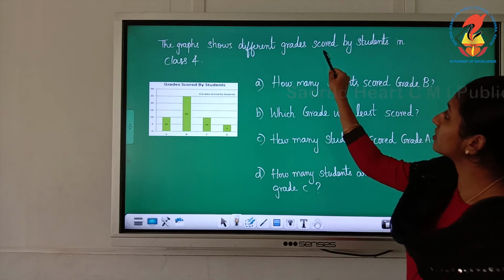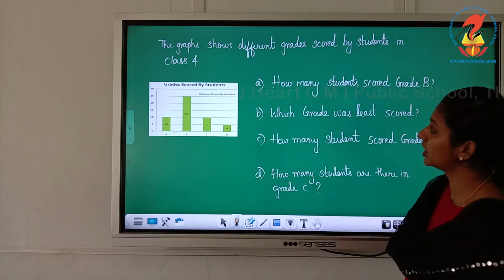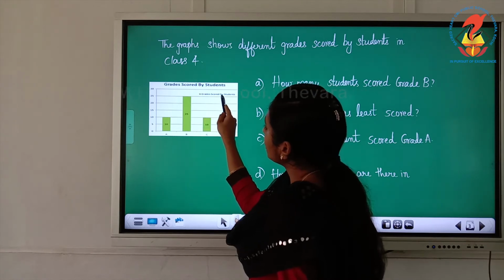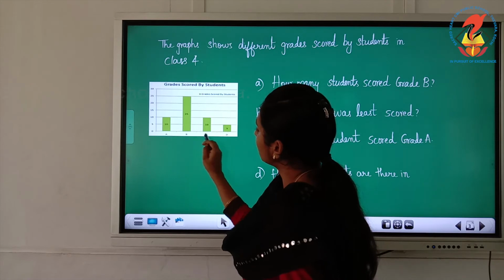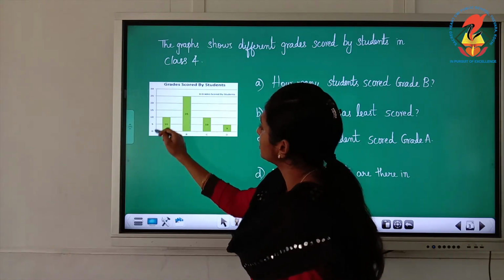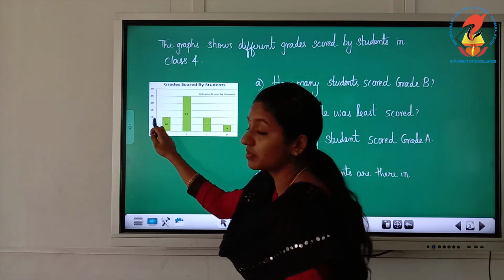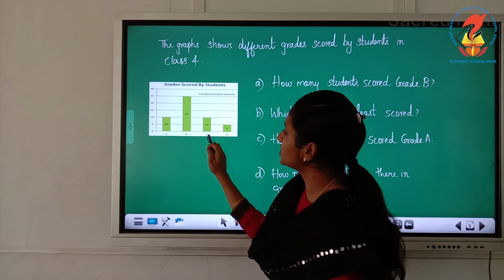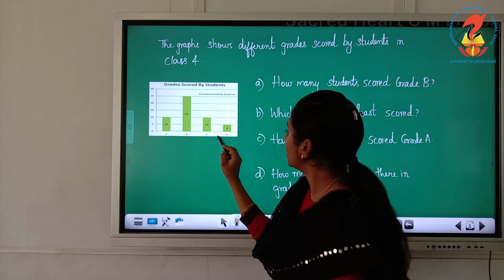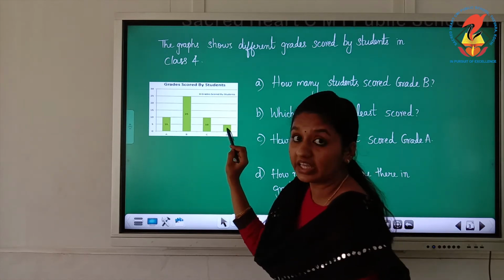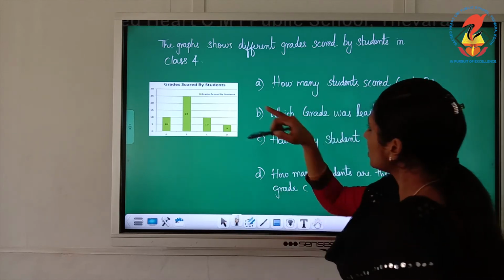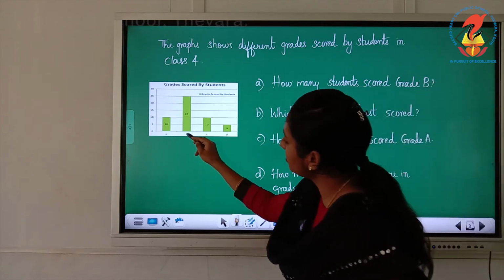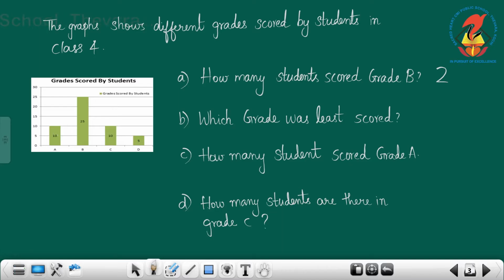The graph shows different grades scored by the students in class 4. When we analyze the graph, green denotes grades scored by the students. These are the grades A, B, C, D, and this is the number of students. In grade A, how many students achieved? That is 10 students. In grade B? That is 25. Grade C is the same as A, that is 10. Then grade D, that is 5 students. The question: how many students scored grade B? That is 25 students.